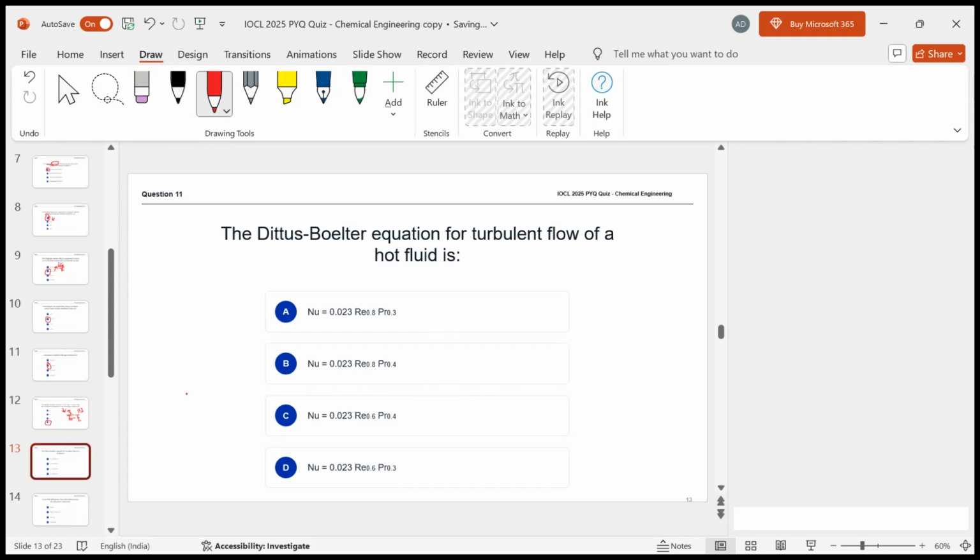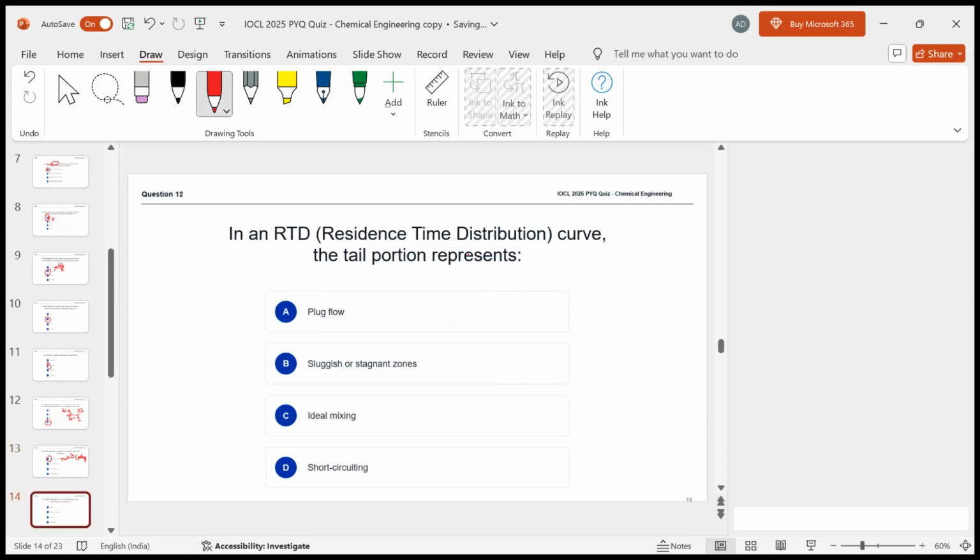The Dittus-Boelter equation for turbulent flow of a hot fluid: the Nusselt number is a function of the Reynolds number and the Prandtl number. For cooling, n is 0.3. Already the fluid is hot, so we have to cool it, and for cooling, n is 0.3, and for heating, n is 0.4.